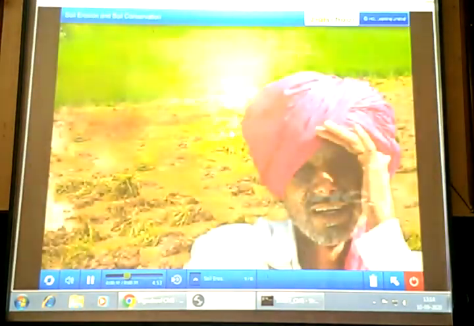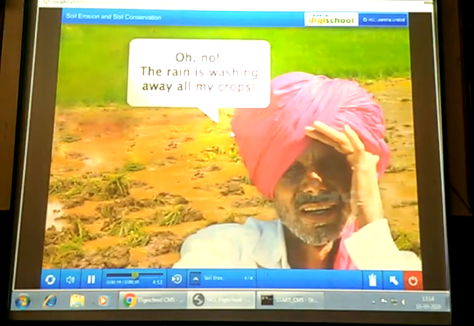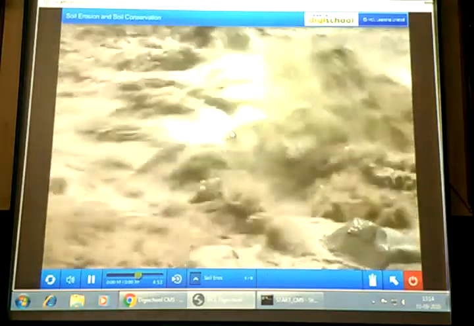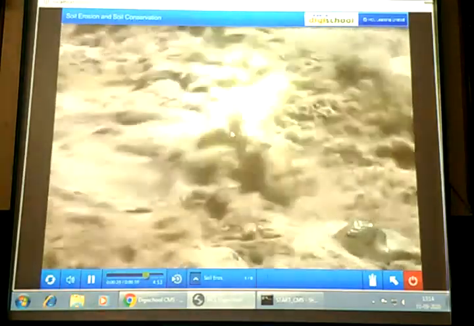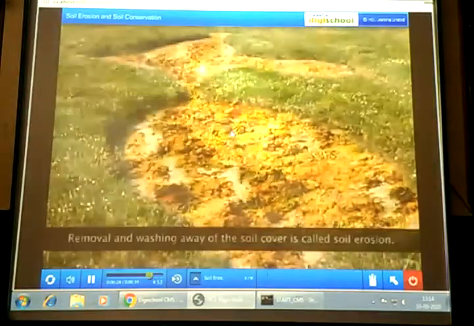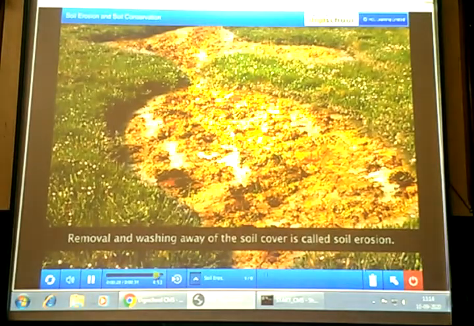Oh no! The rain is washing away all my crops. Observe that intensive rain has washed away the topsoil, and along with it the farmer's crops. Such removal and washing away of the soil cover is called soil erosion.